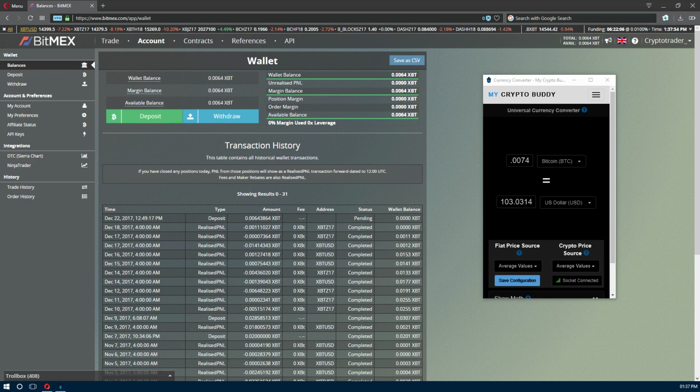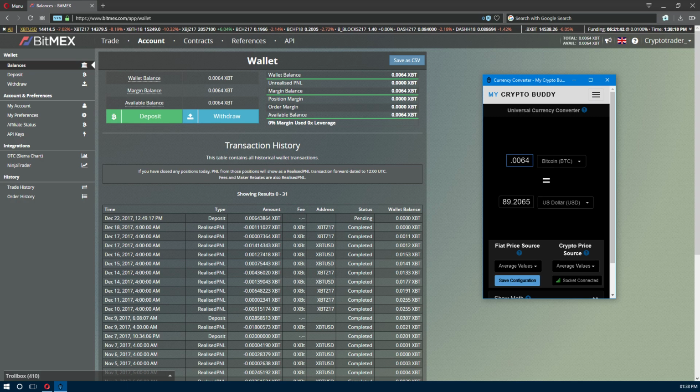As you can see from my last video, I was able to send over the 0.0074 over here, but the fees from Bitcoin were 0.001, which took $13.93 away, and now it left me with 0.0064, just about $90 left to trade with.